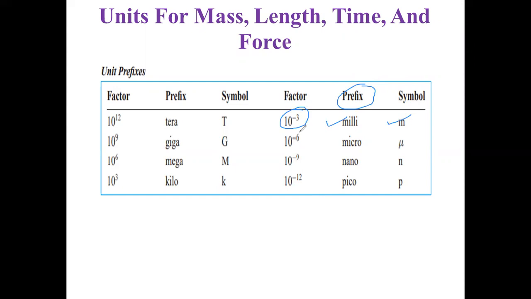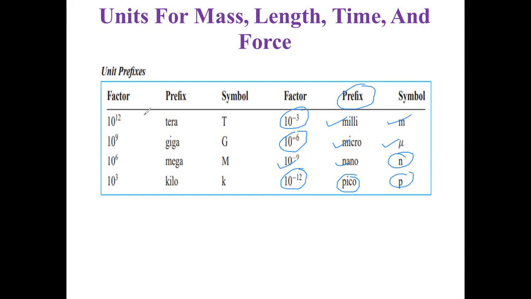The value 10 to the power minus 6 is denoted by the prefix micro, with the symbol mu. The value 10 to the power minus 9 is denoted by the prefix nano, with the symbol n. 10 to the power minus 12 is known as pico, denoted by the symbol p. So these are the prefixes.